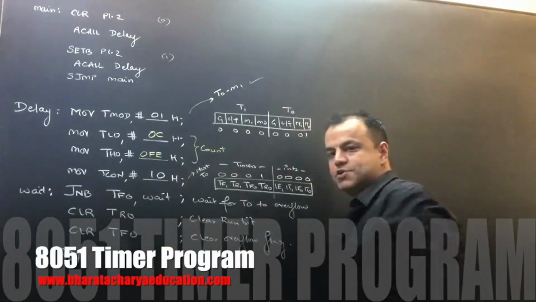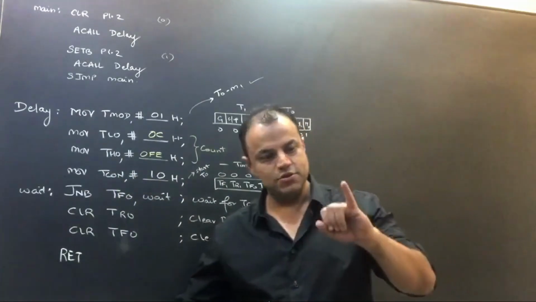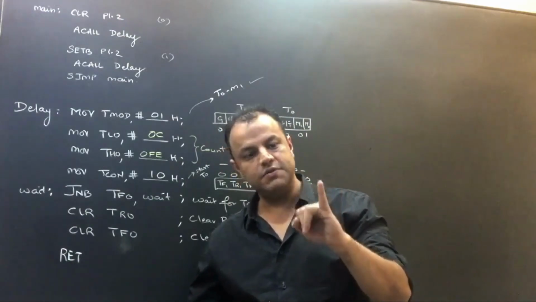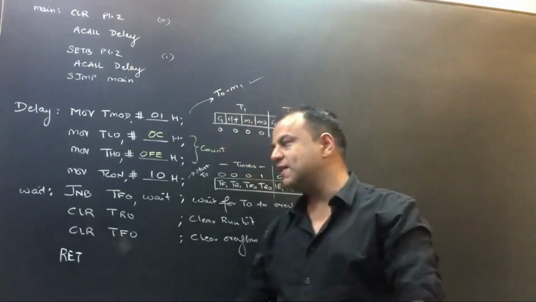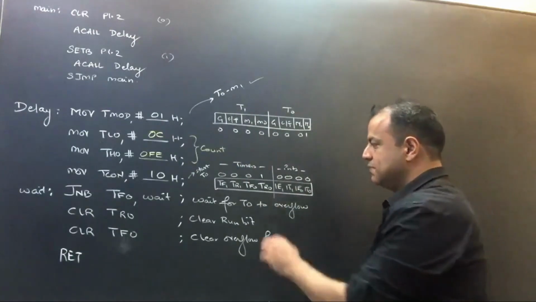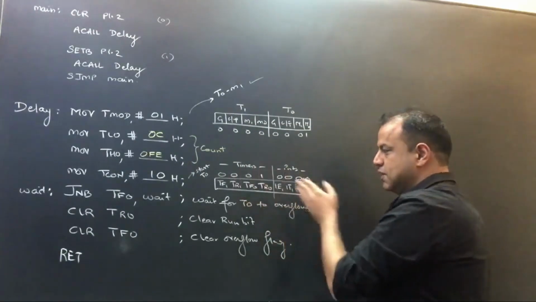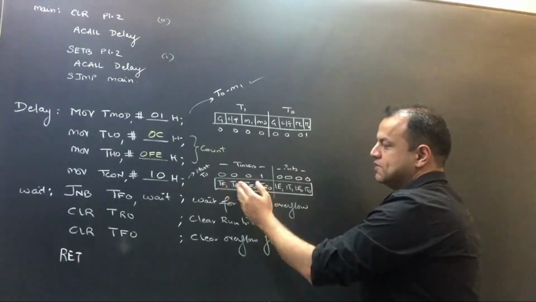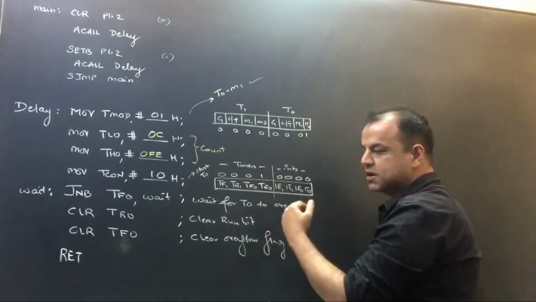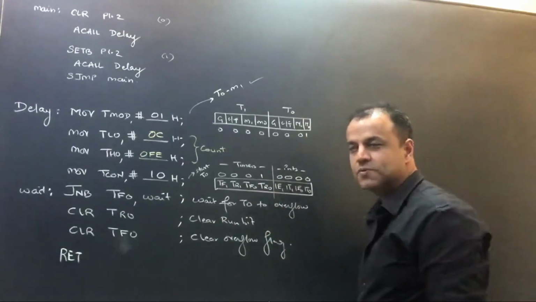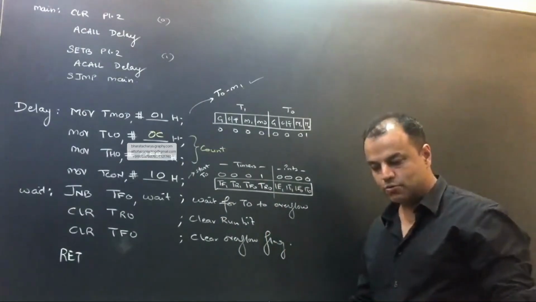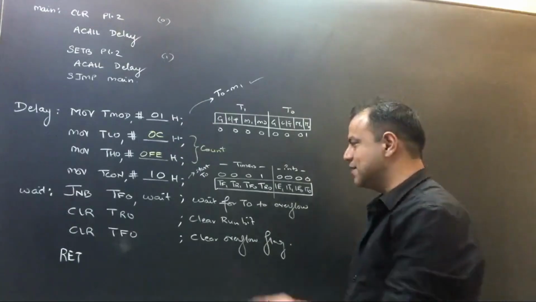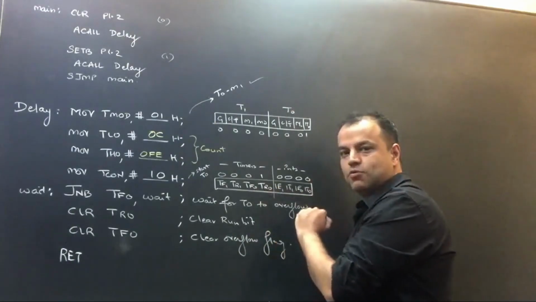Move TCON, #10. What did I say? What are the steps? Choose the mode, load the count, start. We have chosen the mode, we have loaded the count. We're going to start the timer now. To start the timer, we need the timer run bits. Look here, this is the TCON register. These bits are for interrupts, we don't care. These two bits are for timer 1, not a concern. We are working with timer 0, so we are interested in these two bits. What do you want to do? Make the timer overflow or start the timer? Start the timer. So make the run bit 1 and keep the overflow bit 0.